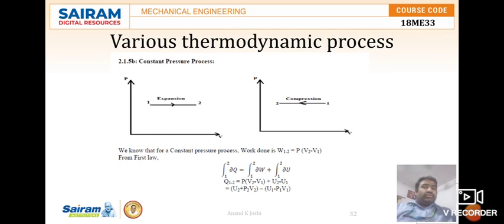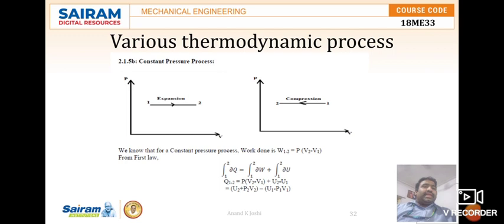If you want to calculate the heat, according to the first law of thermodynamics, we can write Q1 to 2 is equal to W1 to 2 plus U2 minus U1. Already we know the work done is P into V2 minus V1, and the internal energy change is U2 minus U1. The combination of these gives the heat transfer, that is U2 plus P2V2 minus U1 minus P1V1. This is the constant pressure process.